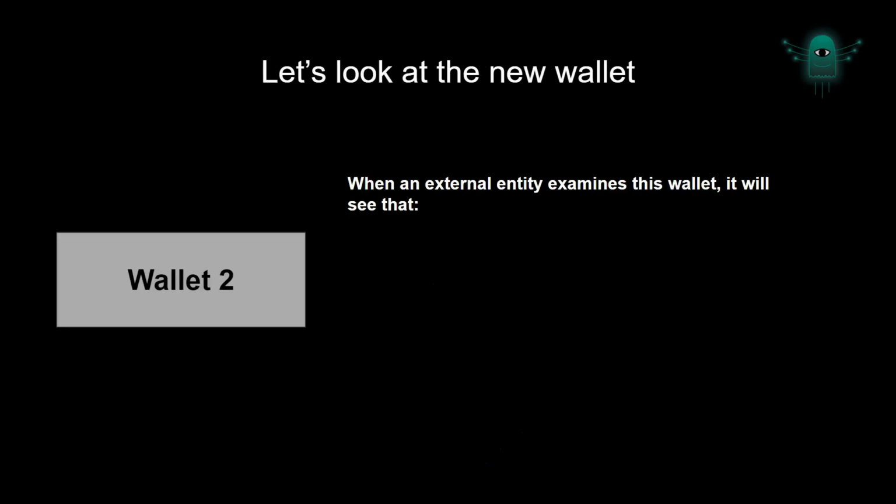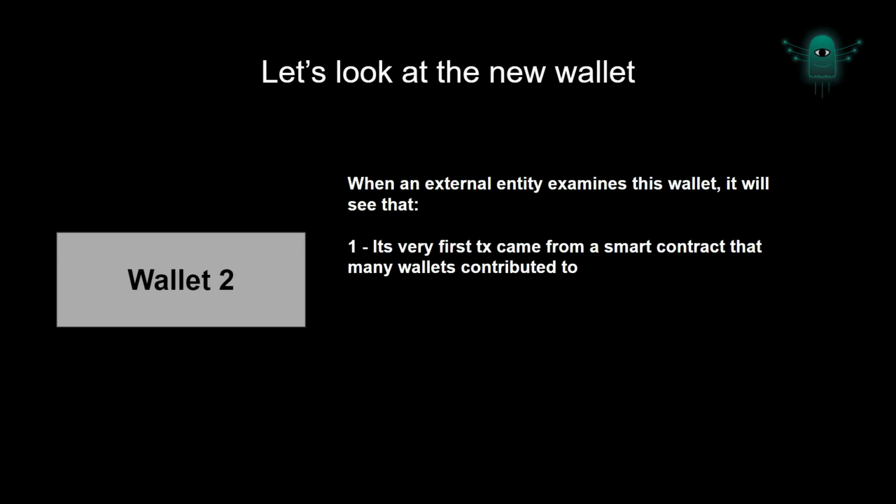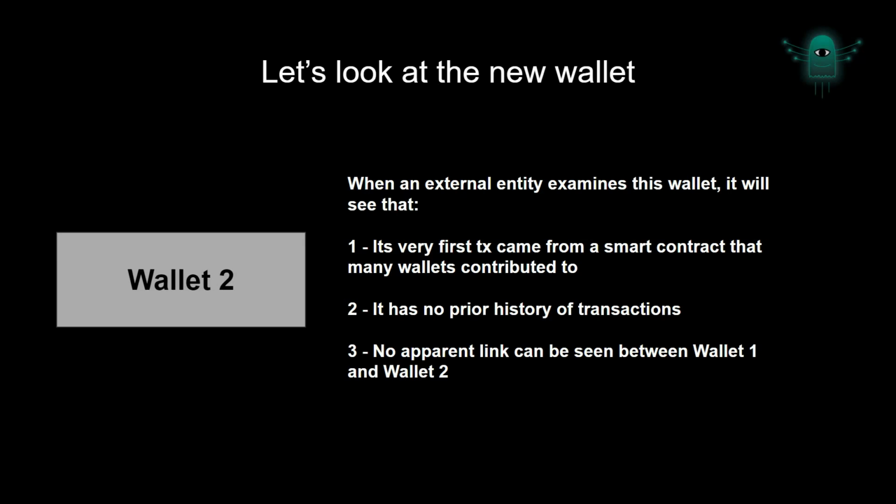And when this new identity that you've made is examined externally, they will notice three things. One, for this new wallet, its very first transaction came from a smart contract that many wallets contributed to. There's no way to tell where the BNB that came into that wallet originated from. It could be from anywhere. Two, this new wallet has no prior history of transactions. And as a result, three, there is no apparent link that can be seen between wallet 1 and wallet 2.